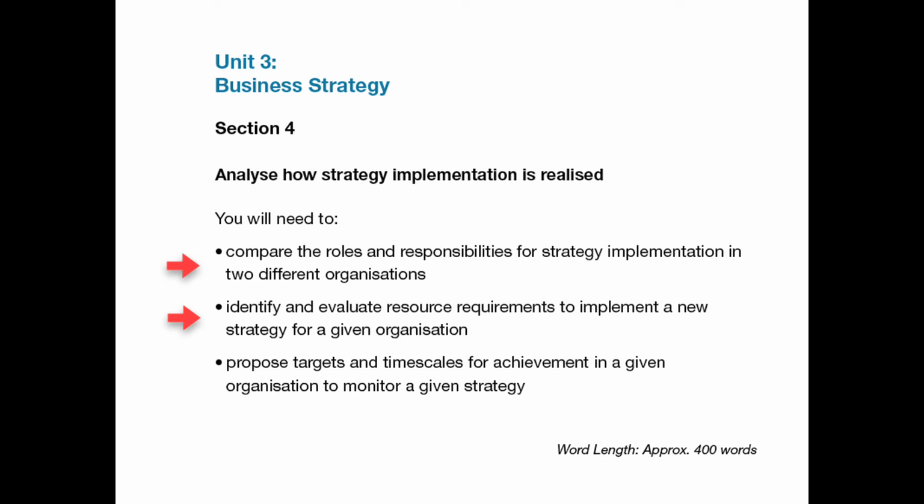For bullet point 2, ideally focusing on the strategic plan from section 2, you'll need to give an outline summary of the time, funds or budget, people, skills and equipment needed to implement the strategy that you have selected.